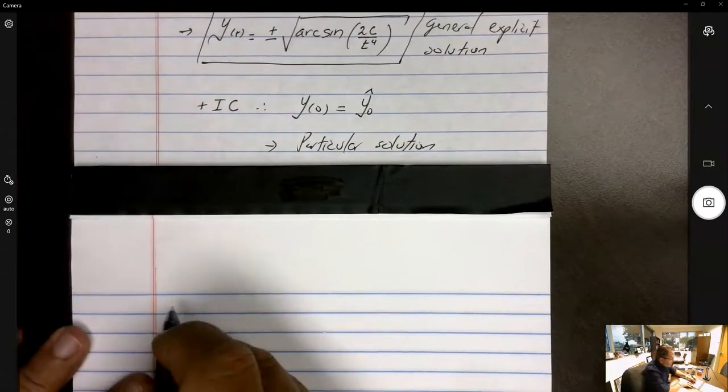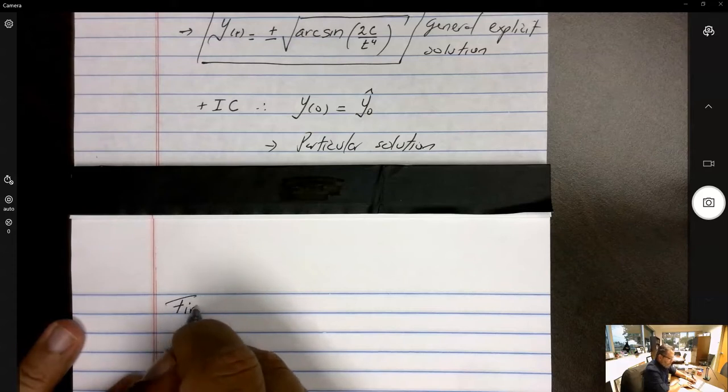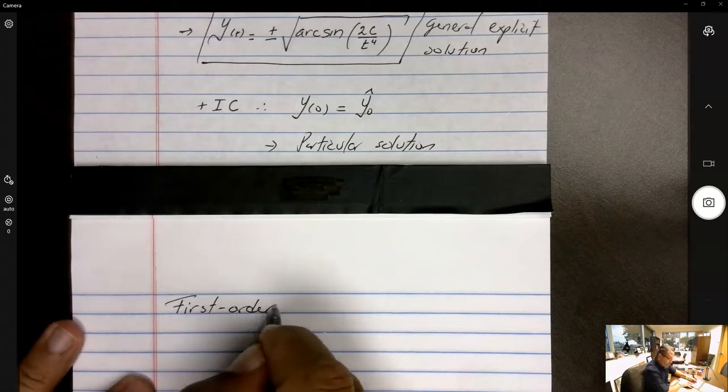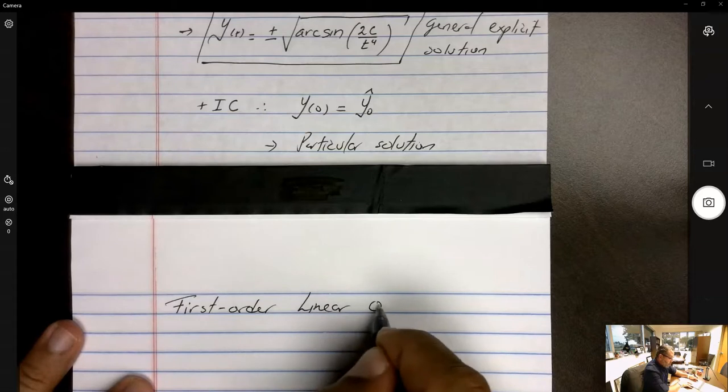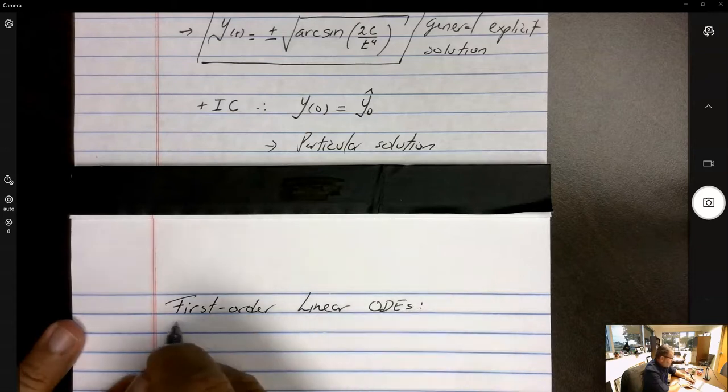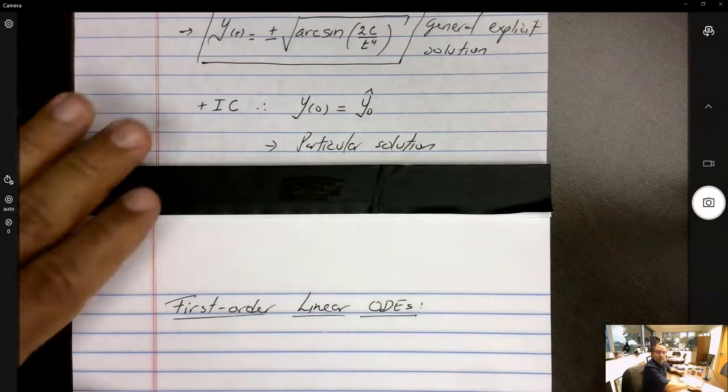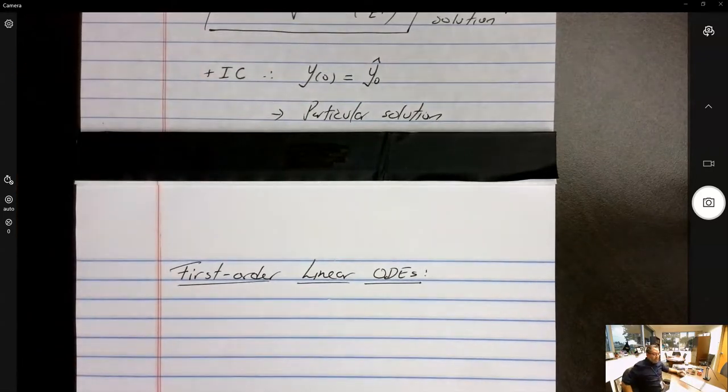So let me give you one last thing today. First order linear ODEs. Now what happens is if the equation happens to be linear in its first order, it turns out that you always have a solution, no matter what.